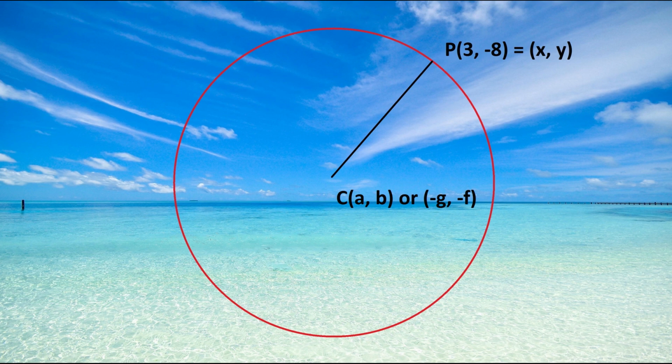Let's move on. And again, the radius of the circle is the distance between any point on the circumference and the center of the circle. Here in the picture you can see the point P lying on the circumference and the center C. The distance between these 2 points, P and C, is called radius of the circle.